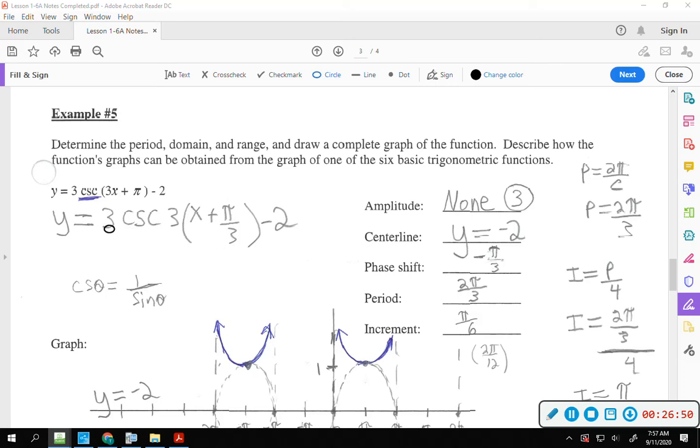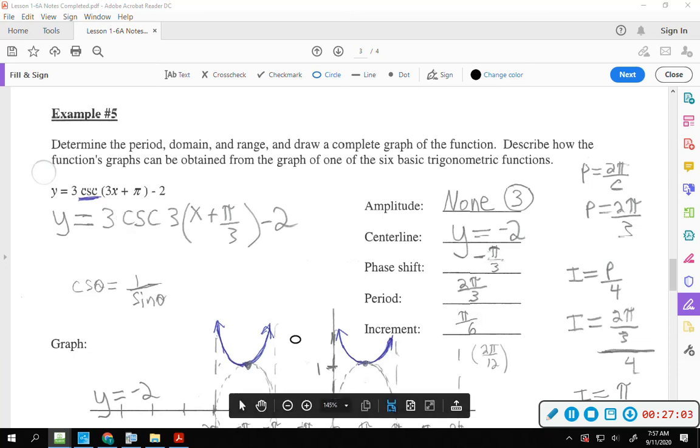First of all, it's important to know that cosecant and secant do not have an amplitude. In this box, I write none, but I put 3 and I circle it because it certainly is going to stretch this graph. It's going to have an impact on this graph. However, it is not the amplitude, because amplitude is defined to be the distance away from the center line. And this goes up forever, goes down forever, secant and cosecant functions. So we'll just put none here. There is no amplitude, but we're going to put a 3 and circle it so we don't forget the impact that this is going to have on our graph.